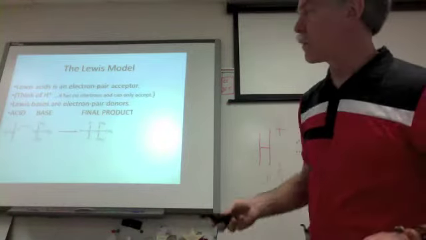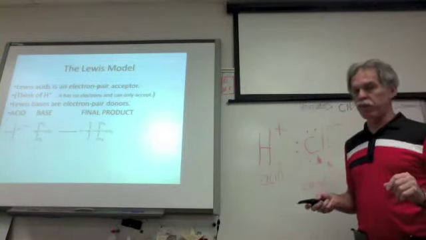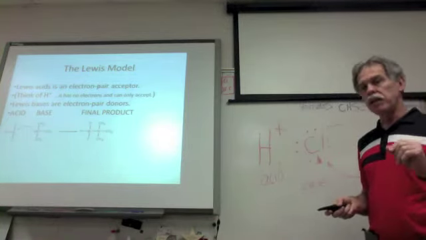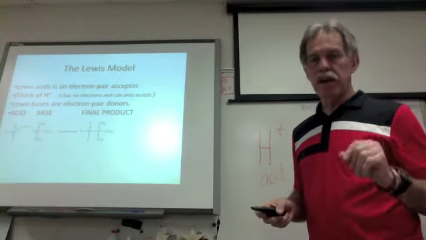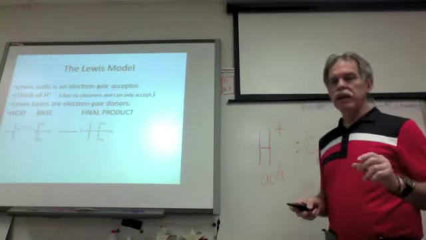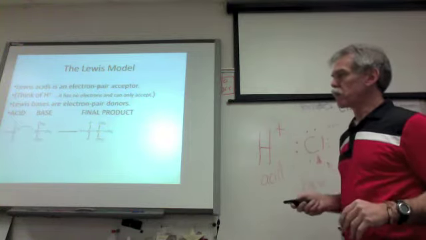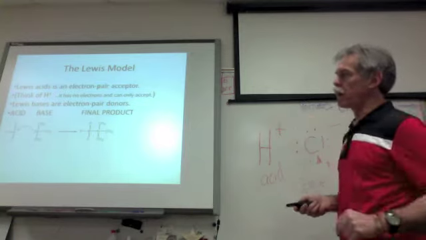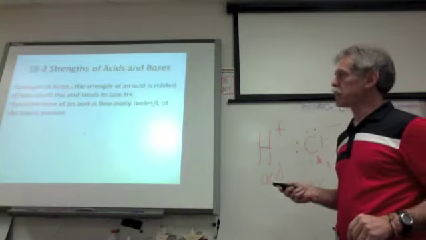Now notice on this example I gave you that BF3 is an acid. You need to be able to recognize compounds that accept an electron pair as acids, compounds or substances other than H plus. So look over that. Make sure you can see why BF3 is an acid and the other compound's a base.